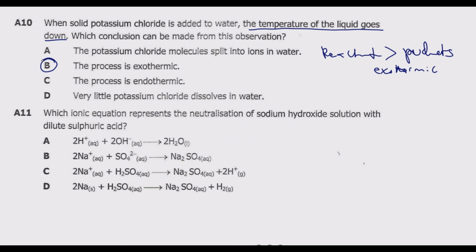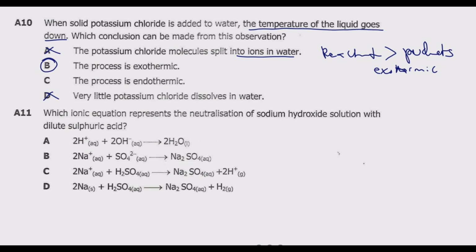If it was the other way around, where the temperature of the liquid goes up, the process would be endothermic. We cannot determine whether potassium chloride is split into ions in water or not by just observing temperature. So A cannot be correct and also D cannot be correct. So the answer is B.